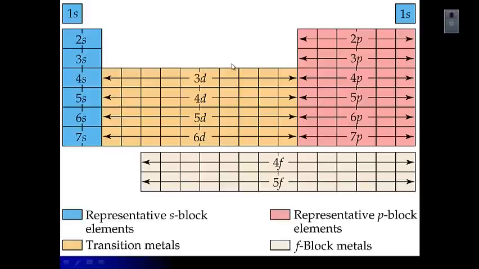And then you just have to remember that if you find a particular element, say calcium, it ends in 4s2. Everything before that is filled up. So 1s2, 2s2, 2p6, 3s2, 3p6, 4s2.